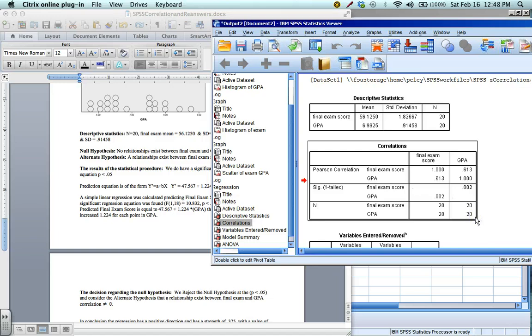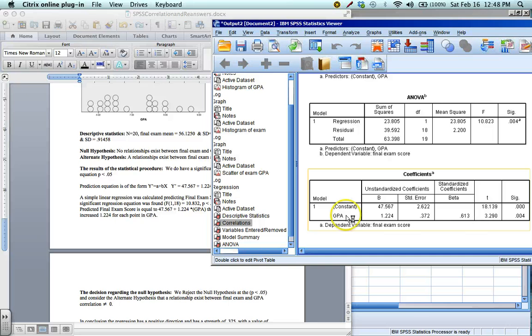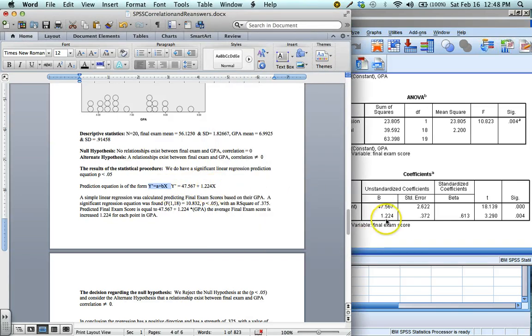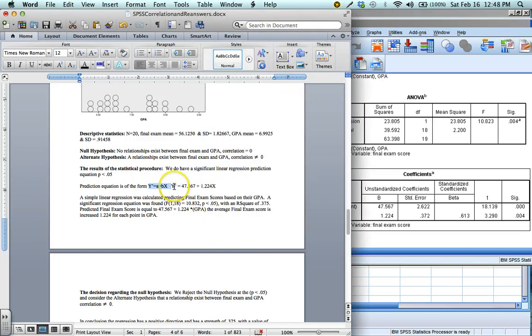If you notice in your output, I told you a second ago that we actually get the coefficients out of this model. So the coefficients here, there's b, and we have a constant. Our constant here is a. So a would be 47.56, and then the b part here would be the GPA, which is 1.24x. So now we have an equation of the form y prime is equal to 47.567 plus 1.224 times some x.